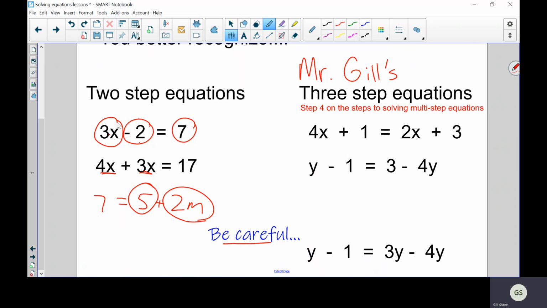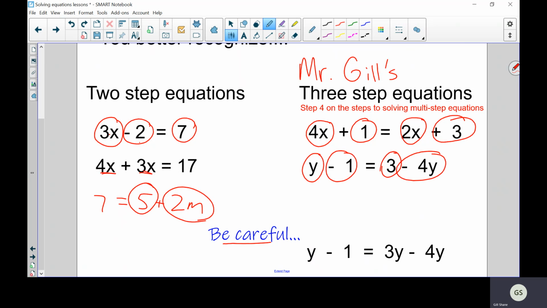You need a term with a variable and a constant on both sides. So we have a term with a variable and a constant, and again, a term with a variable and a constant on both sides. That is what I call a 3-step equation.